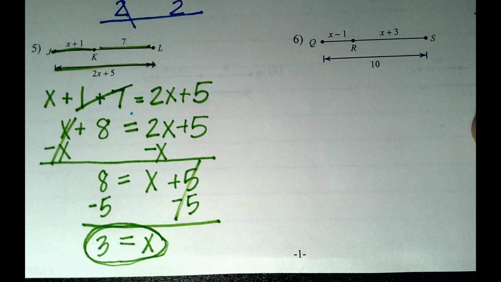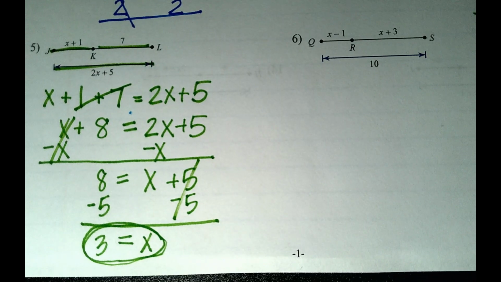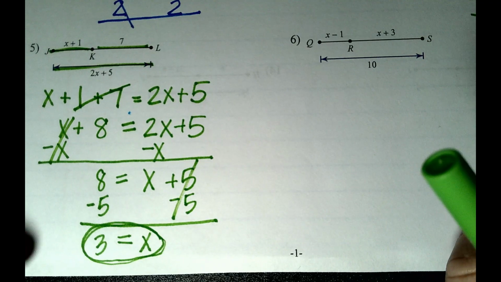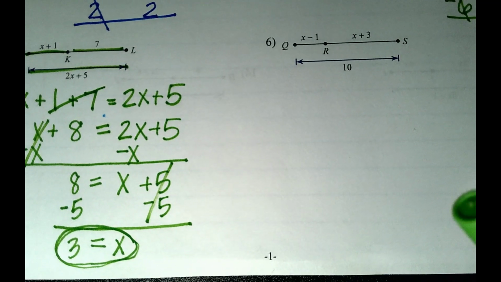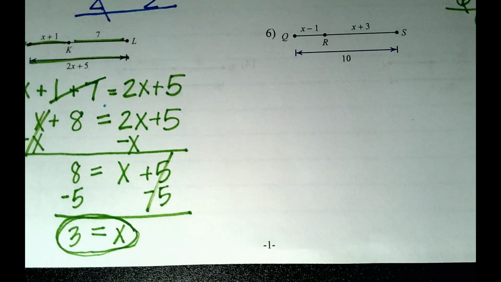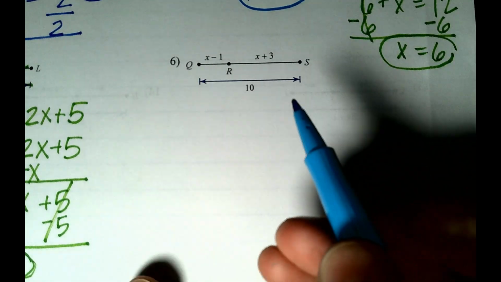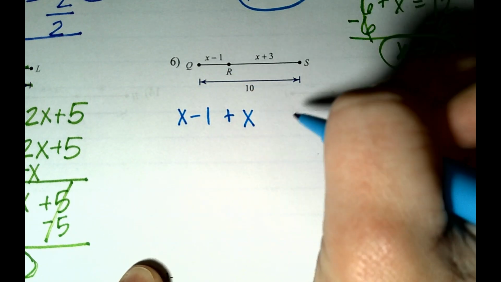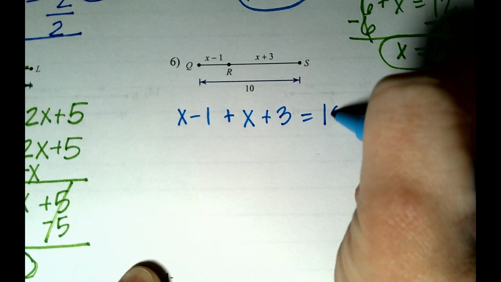Okay, let's do one more together, number 6. And then I'm going to open the floor to any on the backside that maybe any of you might have struggled with or not. Maybe we feel good about it. We'll see. Let's look at number 6 then. How do I set this one up? x minus 1 plus x plus 3. Good. x minus 1 plus x plus 3 equals 10.